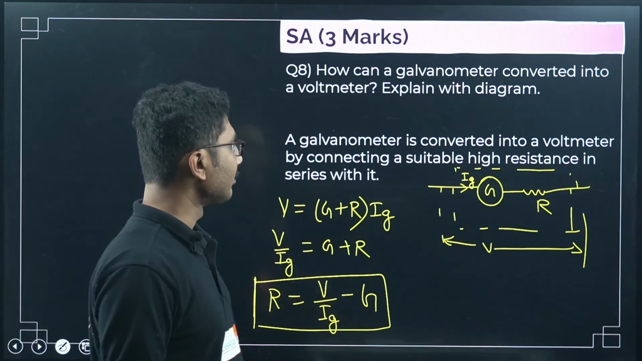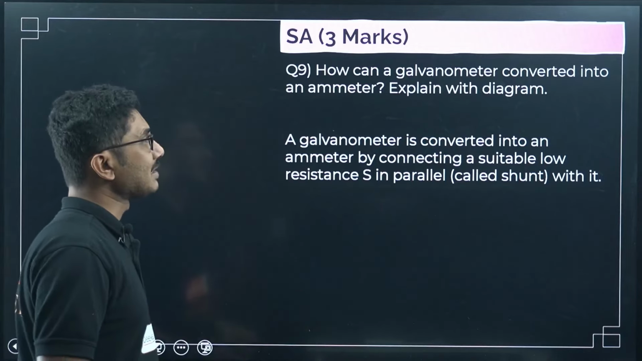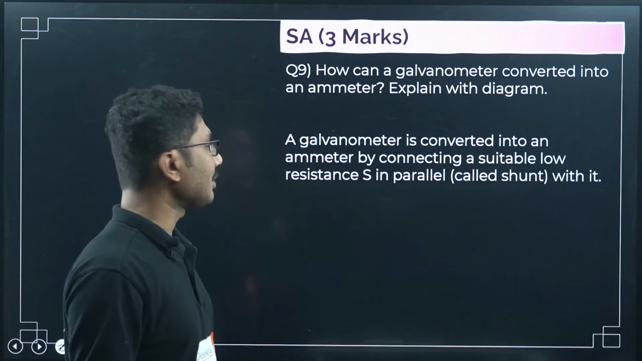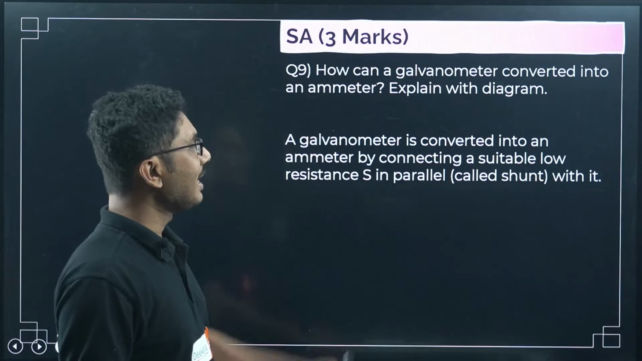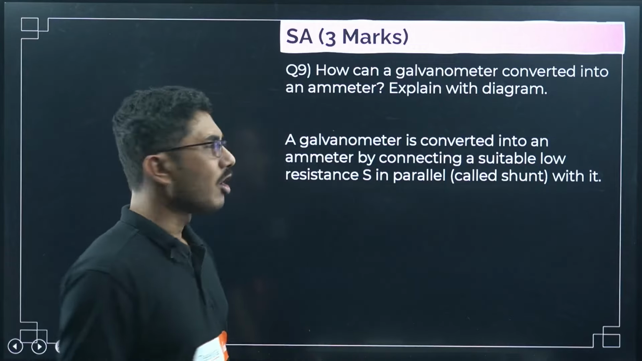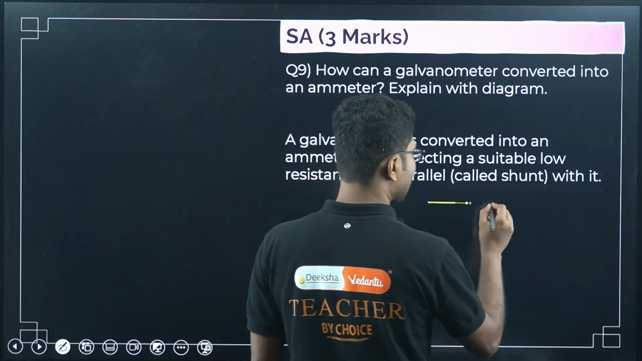Okay, now let's look into the second question. How can a galvanometer be converted into an ammeter? Explain with diagram. A galvanometer can be converted into an ammeter by connecting a suitable low resistance S in parallel. It is called a shunt. Either you can mention a low value resistance or you can mention a suitable shunt. Both are okay.